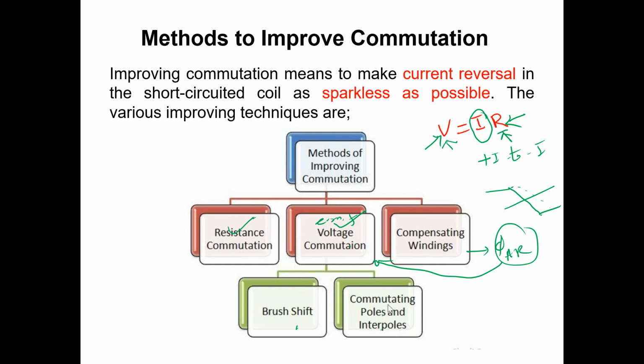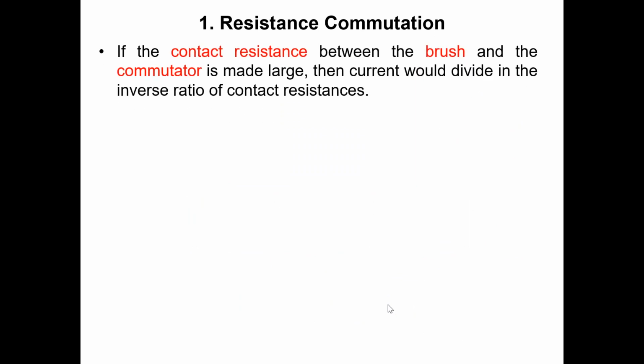This is the well-known equation of Ohm's law, V equals IR. Our objective in commutation is reversal of current. Then we can play with these two factors, voltage and resistance. First we start with resistance. So resistance commutation: another formula for resistance says it is inversely proportional to area. If we increase the area, then we can reduce the resistance. If resistance is reduced, then we are able to reduce the sparking up to some extent.